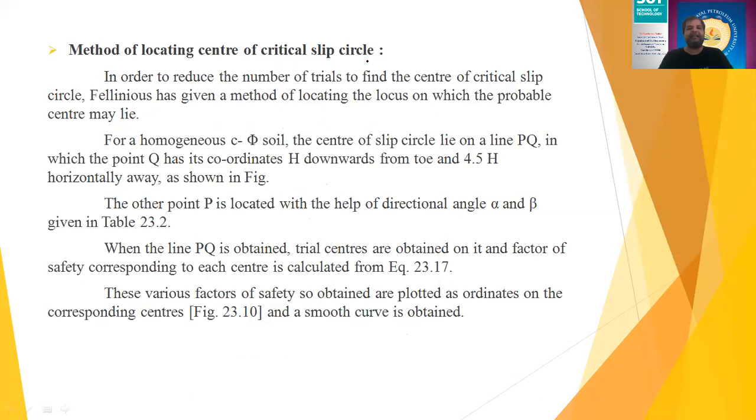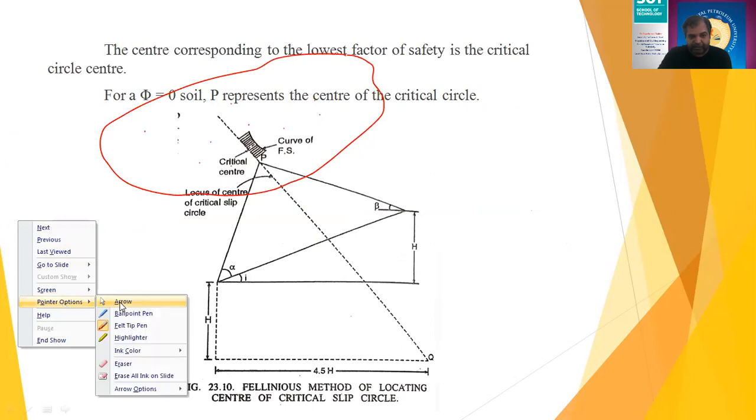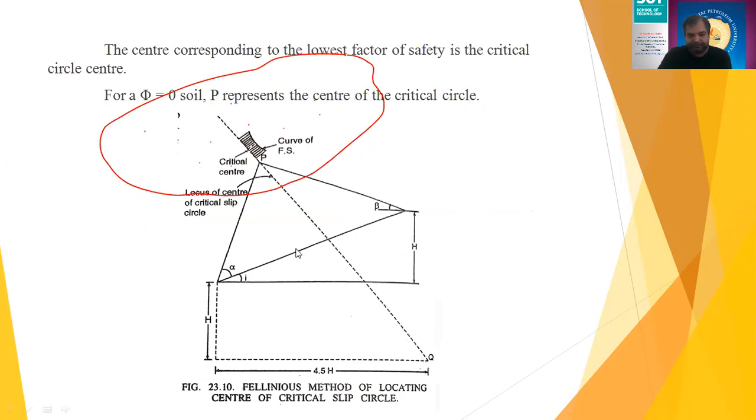How to locate this? Let us see this. In order to reduce the number of trials to find the center of the slip circle, Fellenius has given a method of locating the locus on which the probable slip circle may lie. For homogeneous c-phi soil, the center of the slip circle lies on line PQ. If you see, this is the line PQ. I will again go to my pointer option. So this is line PQ. So probably the center will lie on this line PQ.